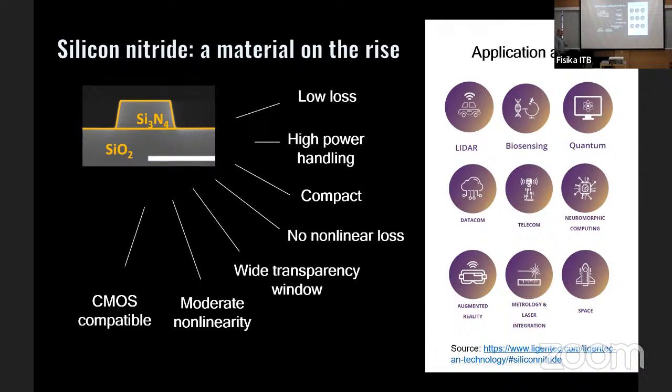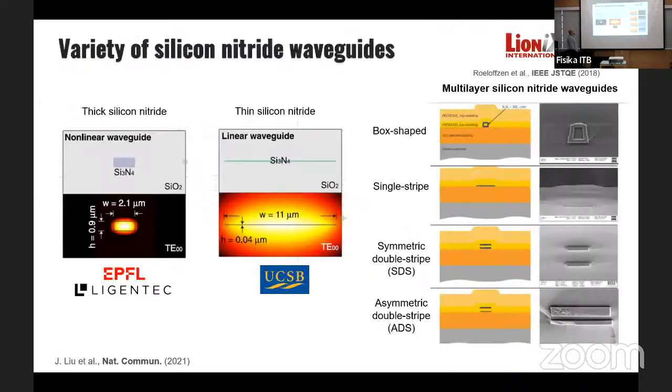Any questions so far? I'm halfway, right? Okay. So there are different flavors of silicon nitride waveguide. And these flavors are thick and not thick. Thick and very thin and something in between, right? So let me take you through this chart. A thick silicon nitride waveguide is typically a thickness around 600 nanometers and up, right? So this thickness can vary between 600 to 800, sometimes 1 micron.